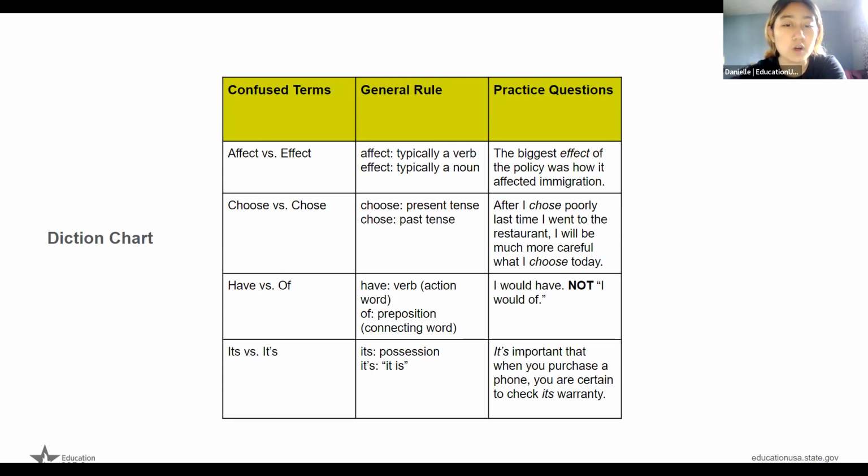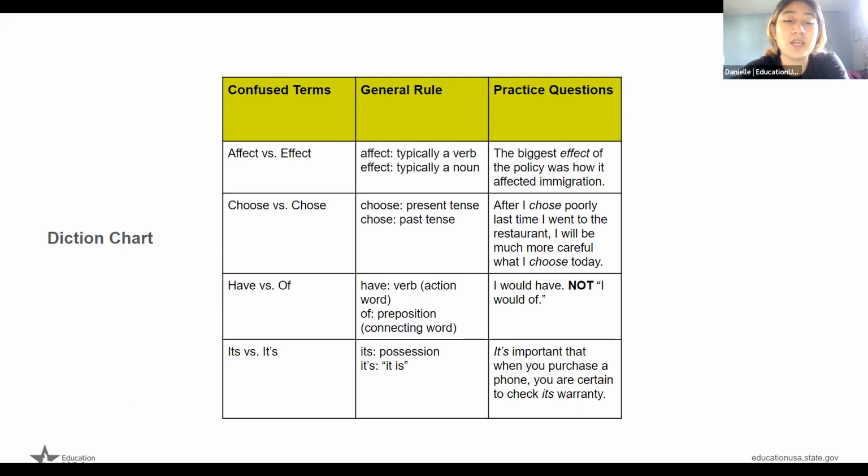There's also choose and chose. Choose is the present tense, chose is the past tense. After I chose poorly last time I went to the restaurant, I will be more careful with what I choose today. It's basically just showing the contrasting tenses in the sentence here. You also have have versus of. Have implies the verb, an action word. Of is the preposition, the connecting word. I would have, not I would of.